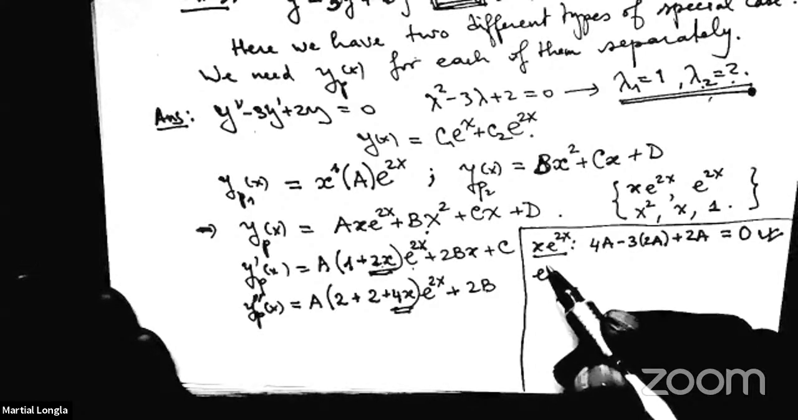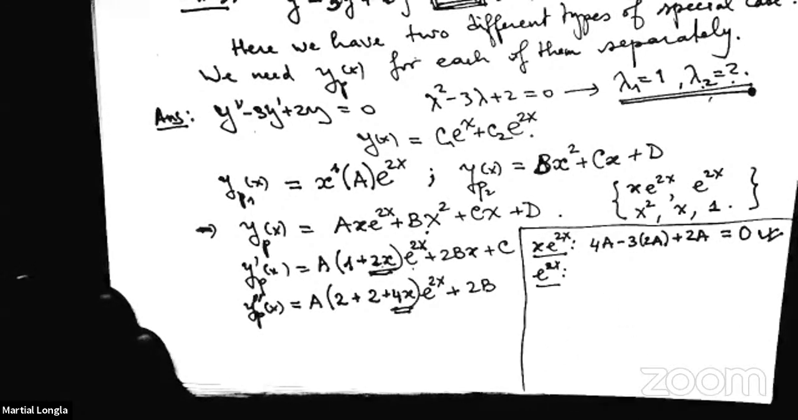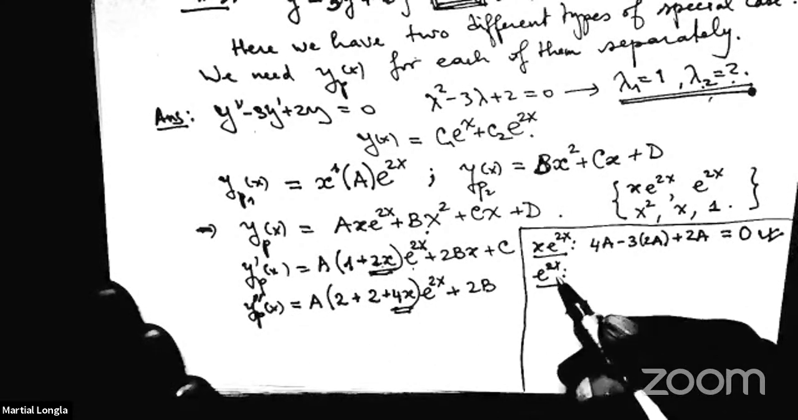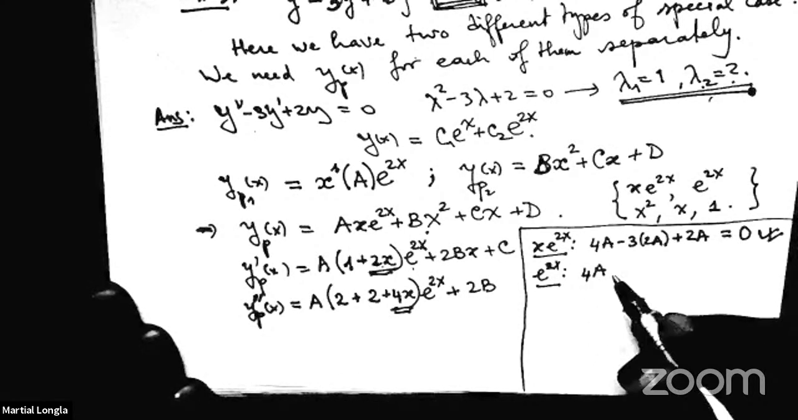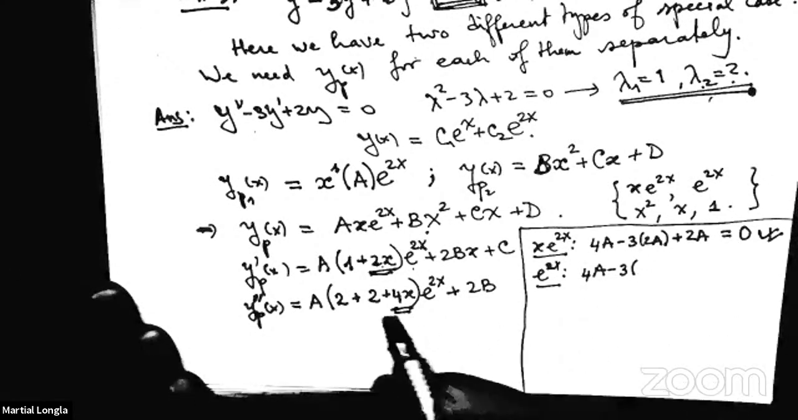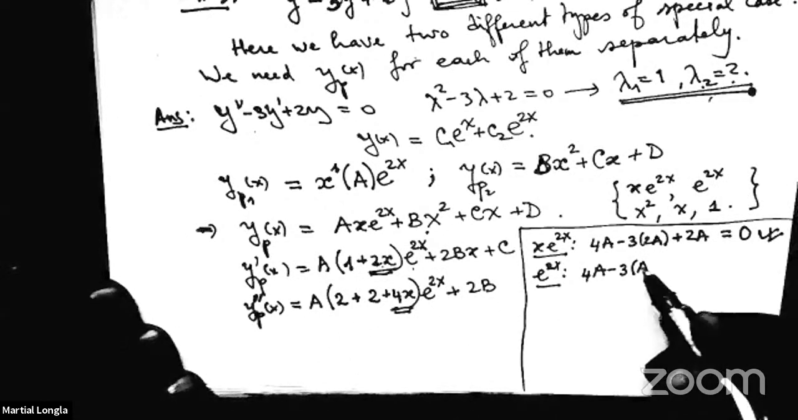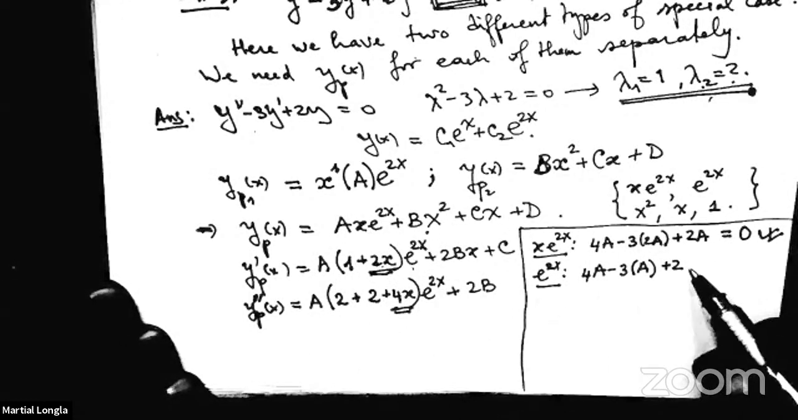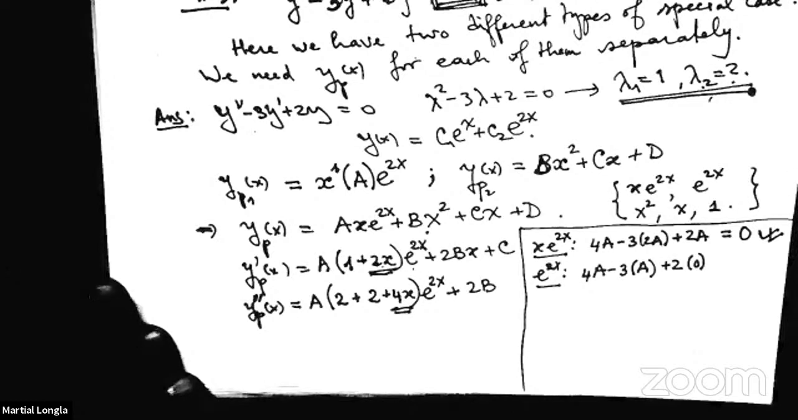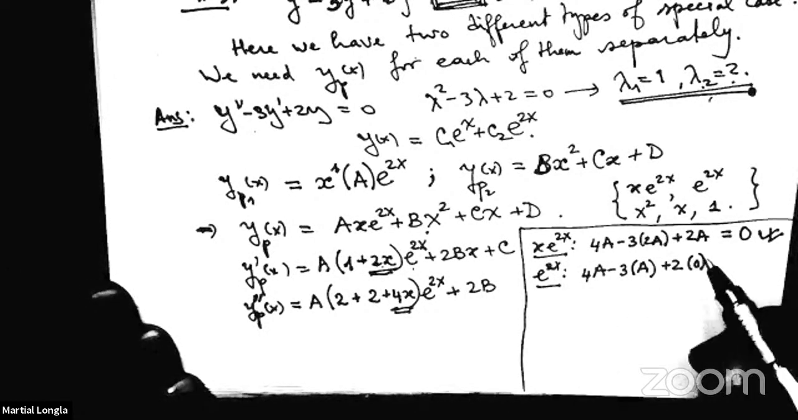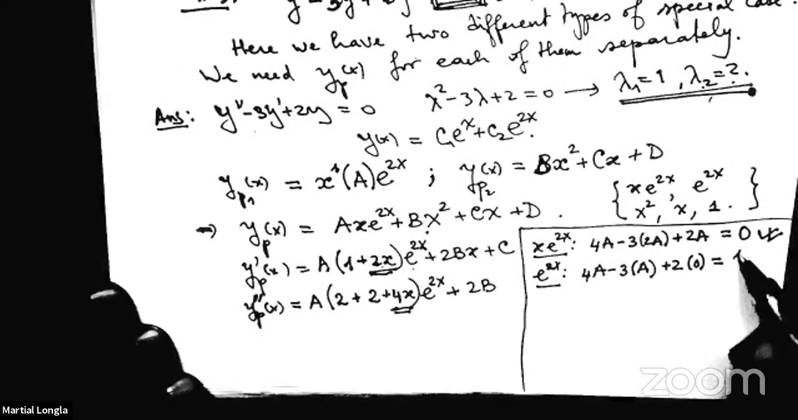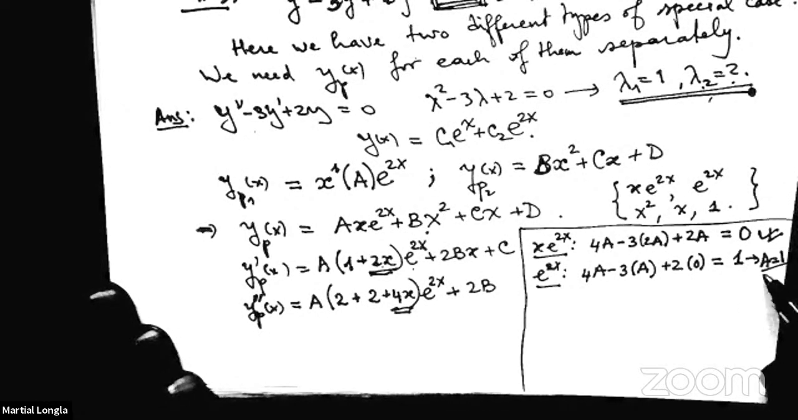Then you come and track e to the 2x. And that's where you'll find a. Tracking e to the 2x, that's going to be 4a minus 3, and then e to the 2x is a plus 2. You go to the original function, you got none of it. Equals the right hand side of the equation, e to the 2x is 1. So right there, you get a equals 1.